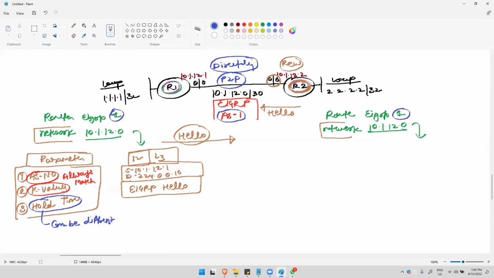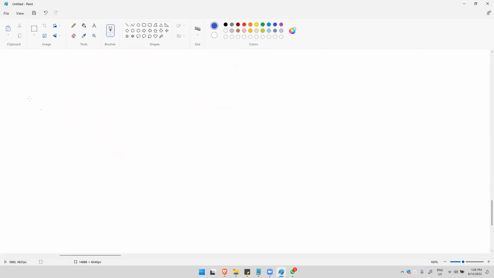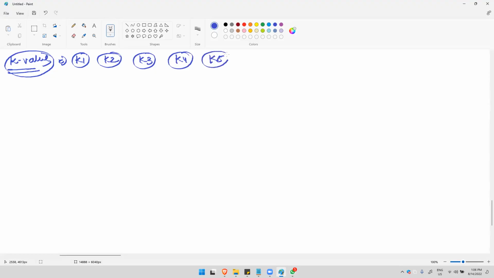K values. What is the meaning of K values? Basically, how many K values are available? K1, K2, K3, K4, and K5. K6 is also available, but K6 is not in use.